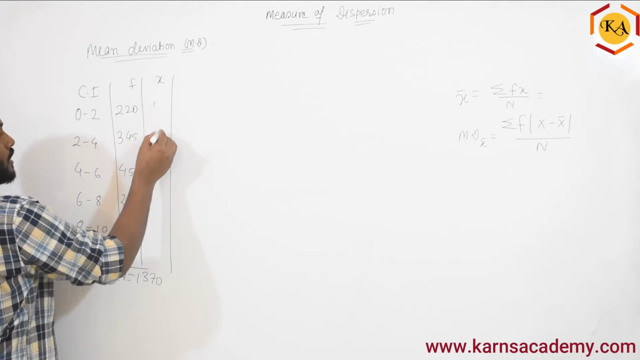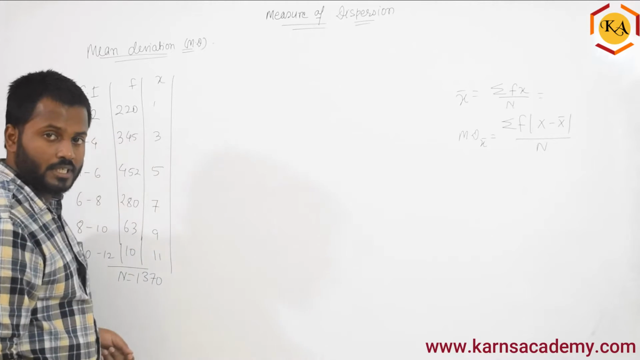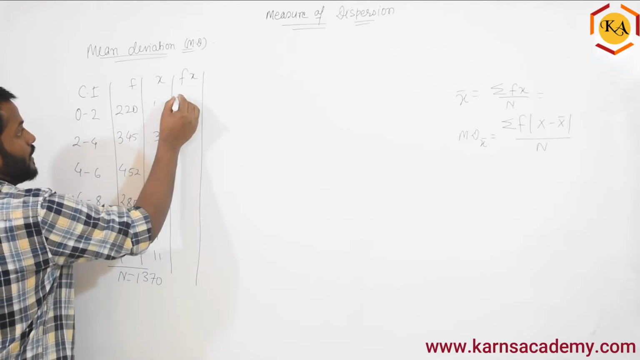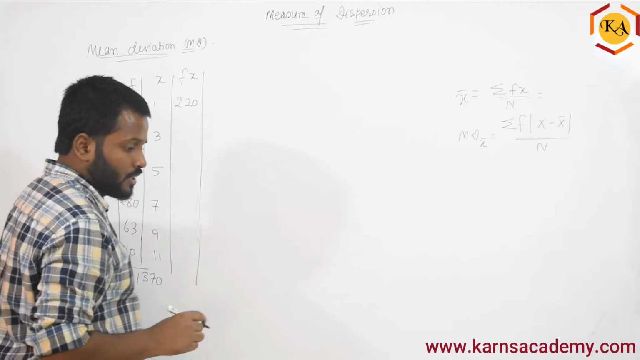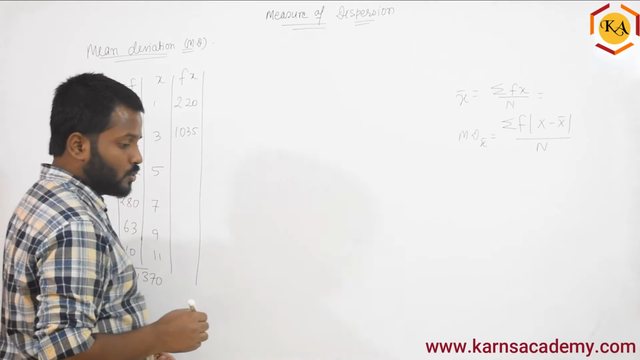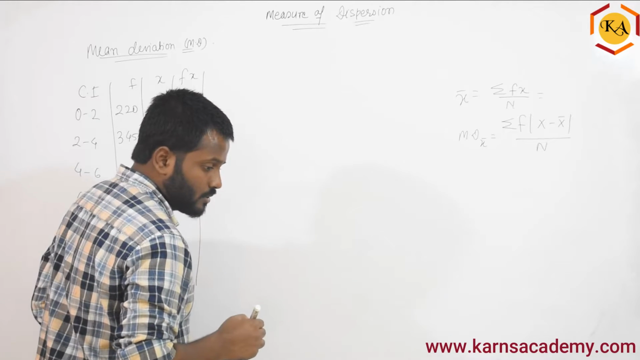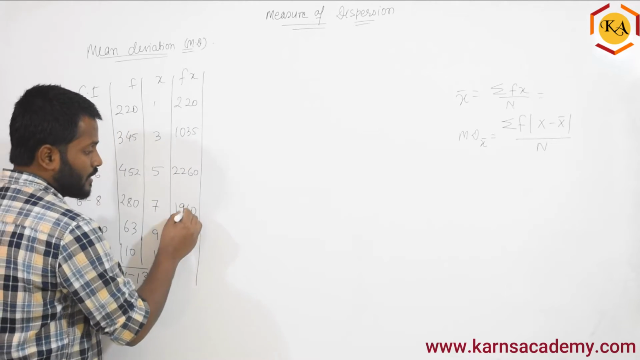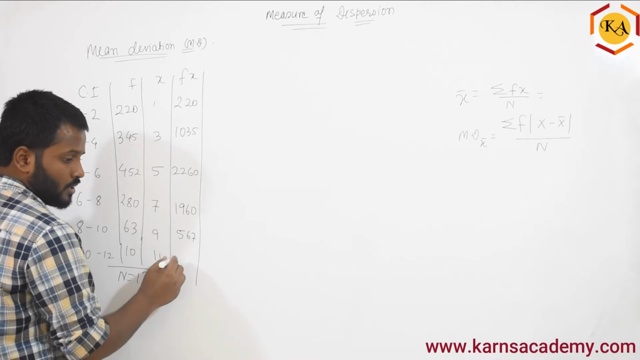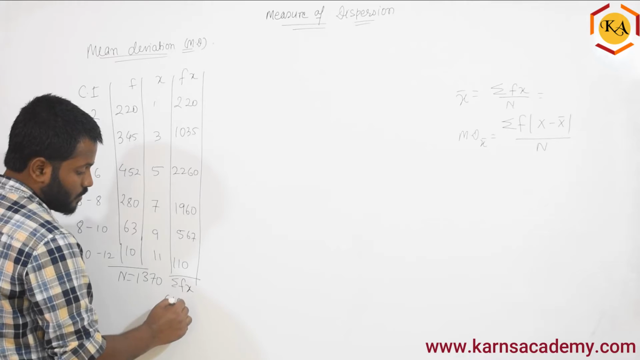X will be 1, 3, 5, 7, 9 and 11, midpoint, correct? Next we are going to multiply this f into x. So 220 into 1 is 220, 345 into 3 is nothing but 1035, 452 into 5 is nothing but 2260, 280 into 7 is nothing but 1960. You keep multiplying and write down, tell me what is the x bar answer. I'll be also doing here, so I think all of you know by now, so you can do it by yourself. Here if you add summation fx, you will be getting 6152.